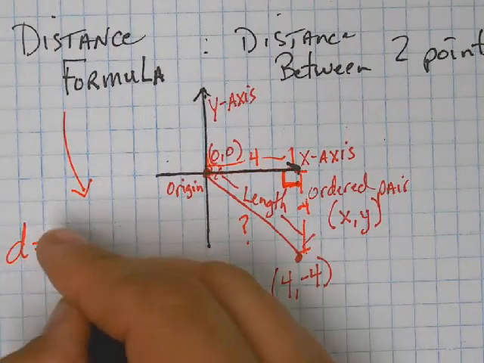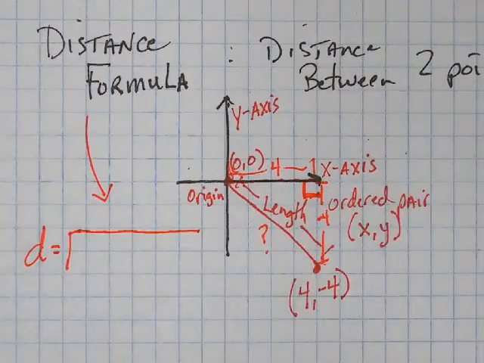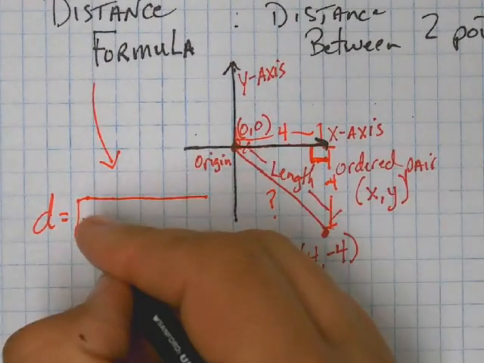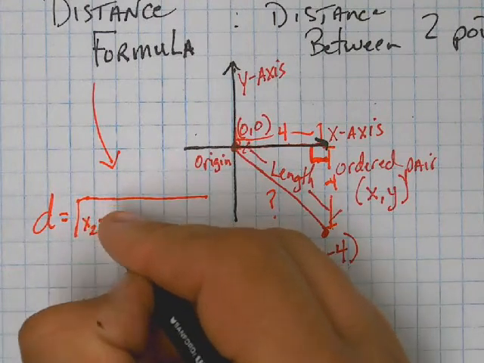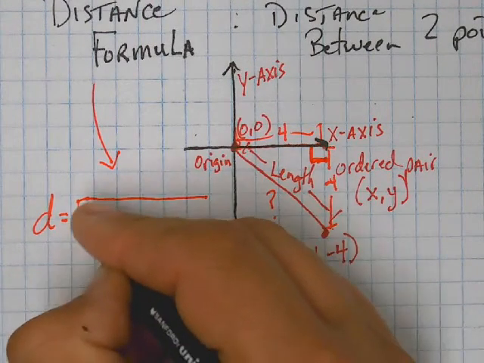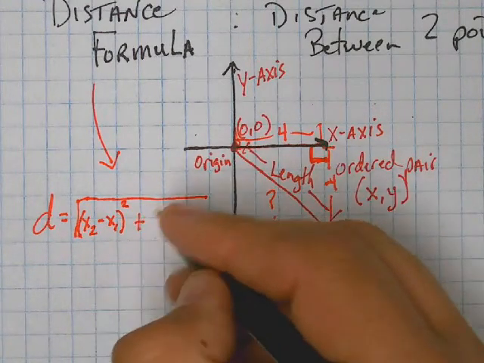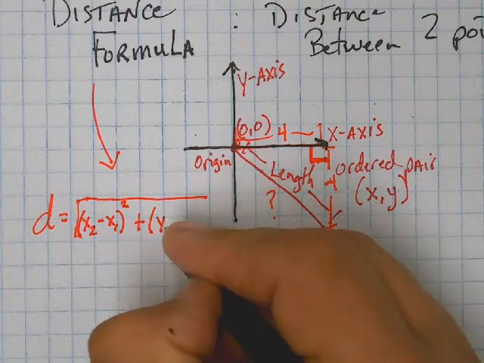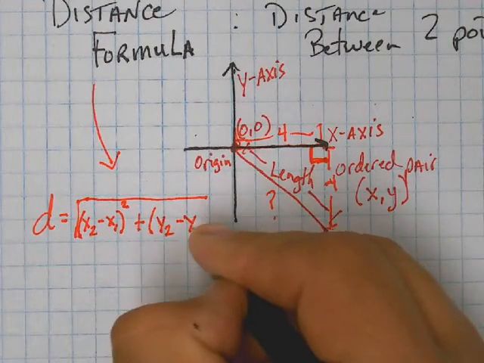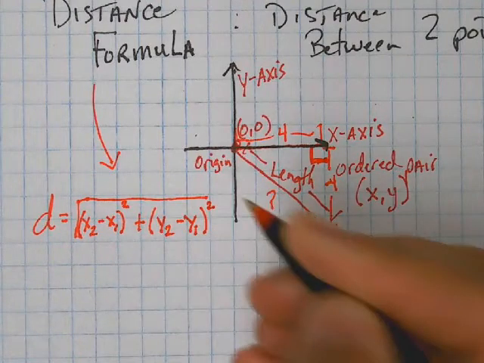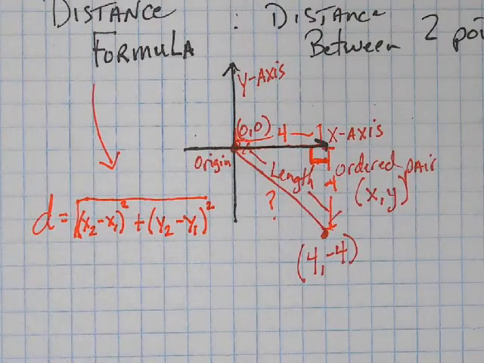D equals, copy this down, the square root of x sub 2 minus x sub 1 quantity squared. And we add, and we do the same thing now with the y's. Y sub 2 minus y sub 1 quantity squared. That's the distance formula. The little sub numbers, x sub 2, x sub 1, all they mean is they just distinguish between the points. That's all.